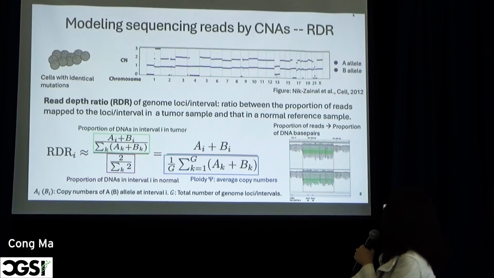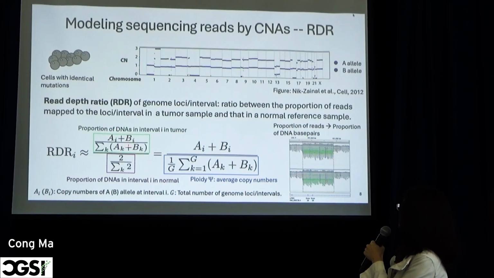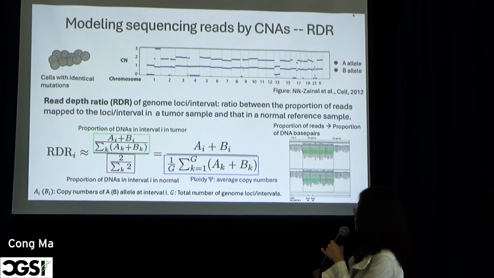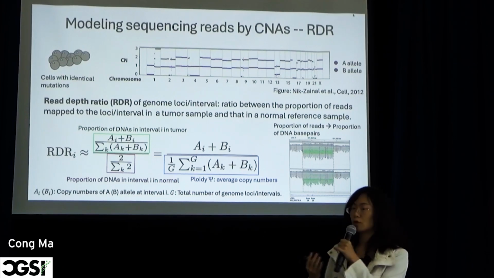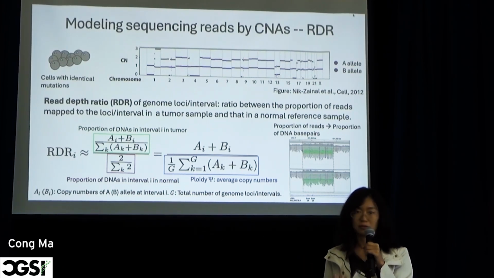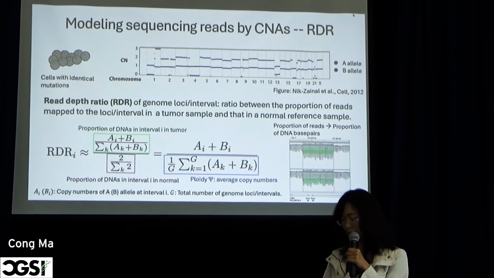And so here, it's a ratio between the proportion of reads in the tumor, which will approximate the proportion of DNA copies in the tumor, which is the sum of copy number at this interval I compared to all copy number, like the copy number of all regions. And in the denominator, we have the proportion of copy numbers at this region in the normal sample, where we assume in the normal sample nothing changed, so all copy numbers are 2.